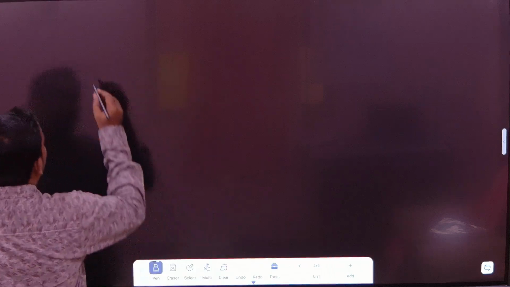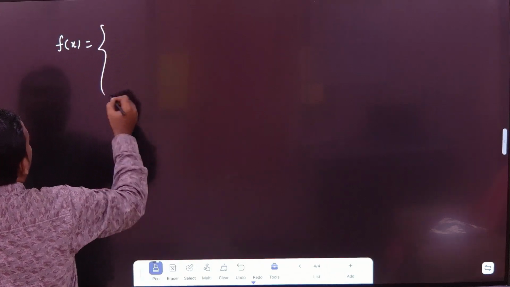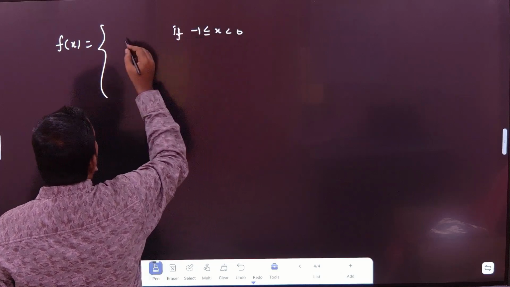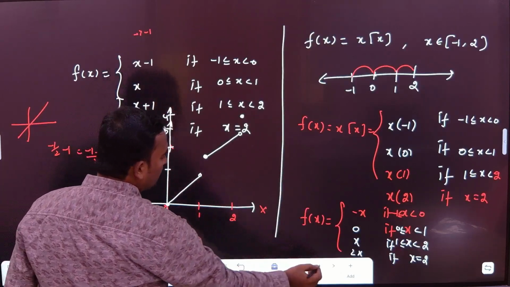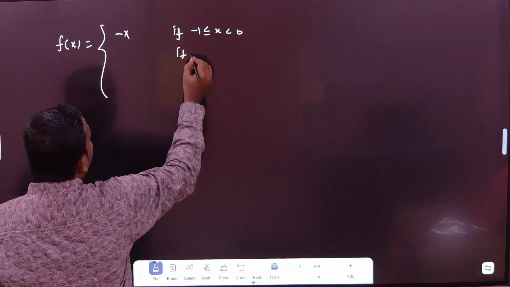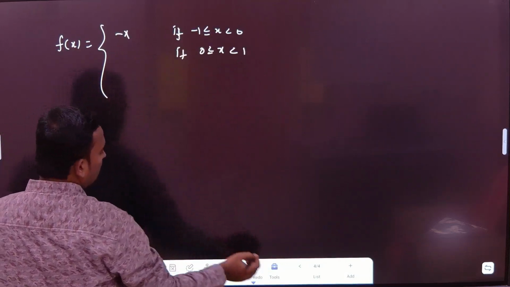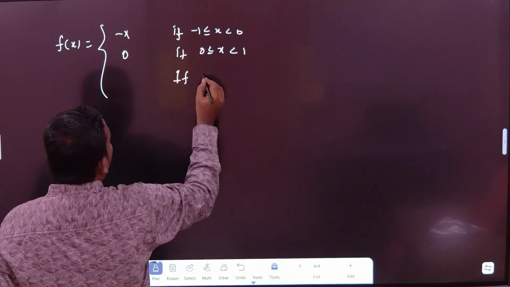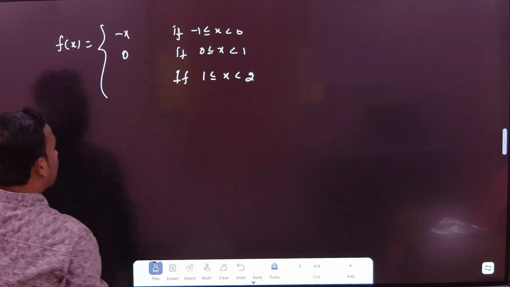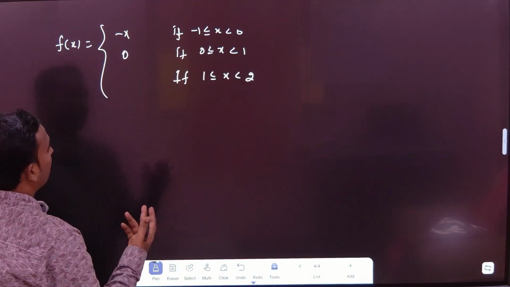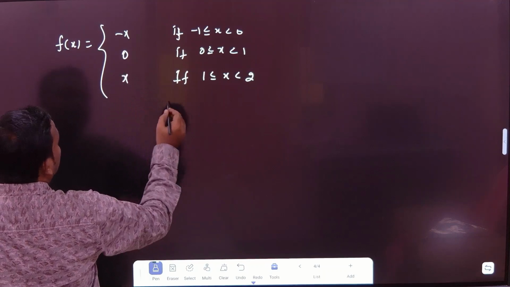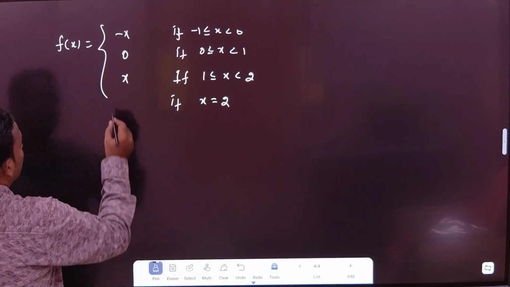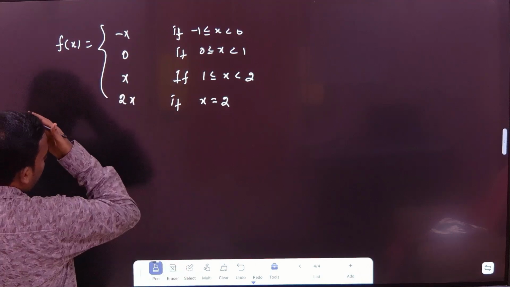Okay. So now how to draw the graph? Let me take another page. If x is minus 1 to 0, this is what? Minus x, right? Minus x. If x is 0 to 1, this will be 0, right? Yes. When you take 1 to 2, the greatest integer value is what? 1 only. So x into 1, x. If exactly 2, the greatest integer value is 2. So therefore 2x. Okay.